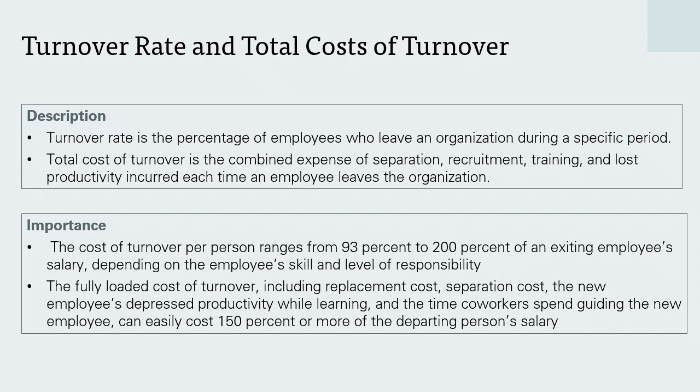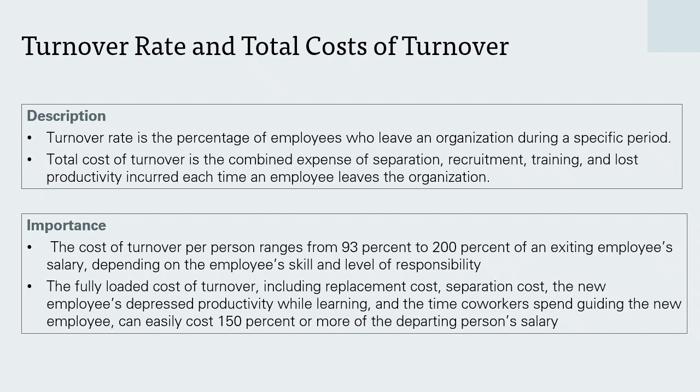I also recommend tracking turnover rate and the total cost of turnover. Turnover rate is the percentage of employees who leave an organization during a specific period. Total cost of turnover is the combined expense of separation, recruitment, training, and lost productivity incurred each time an employee leaves the organization. It is important to track these metrics because turnovers can be costly.